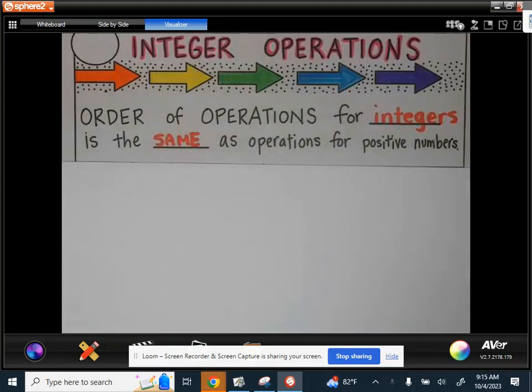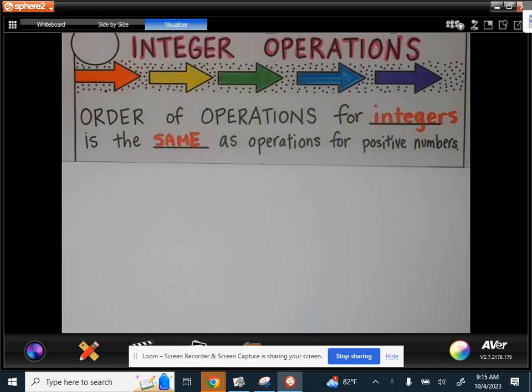In this video, we're going to talk about how to work problems that have different operations in them and that involve integers. So they have positive and negative numbers. And so we have to use something called the order of operations. You've probably heard of it as GEMDAS. That helps us remember the order. But it's the same for integers as it is for positive numbers.